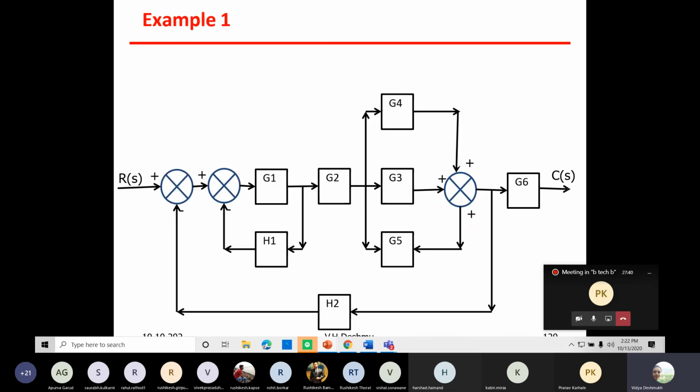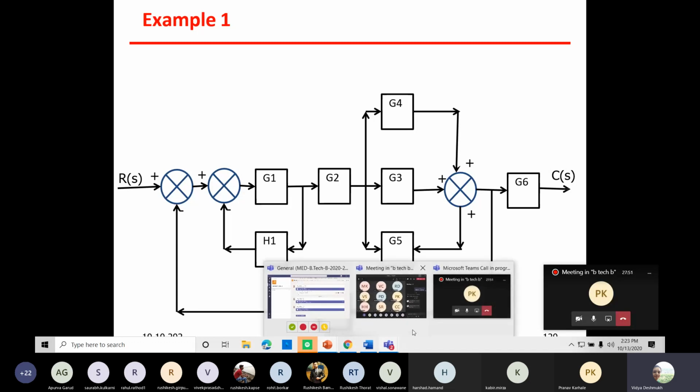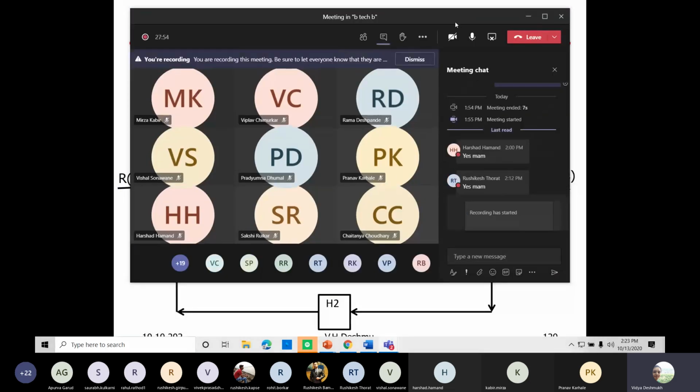Now we have to solve a simple problem using the block diagram reduction method.